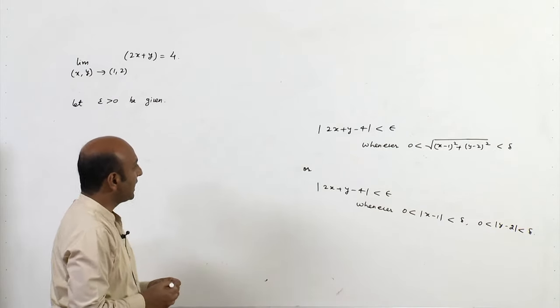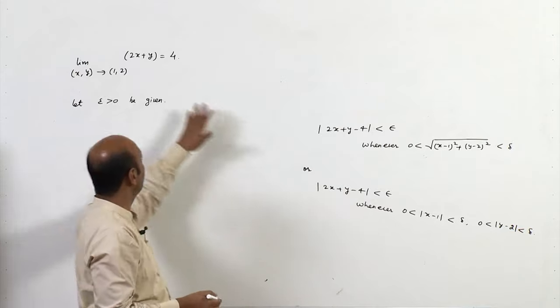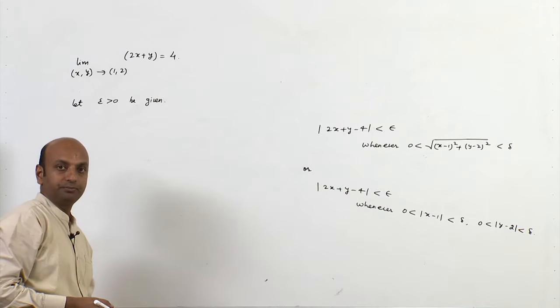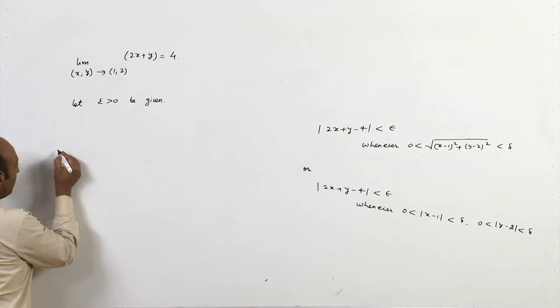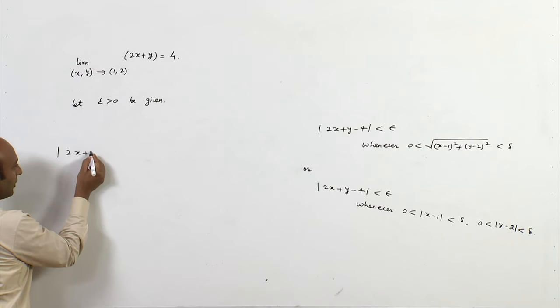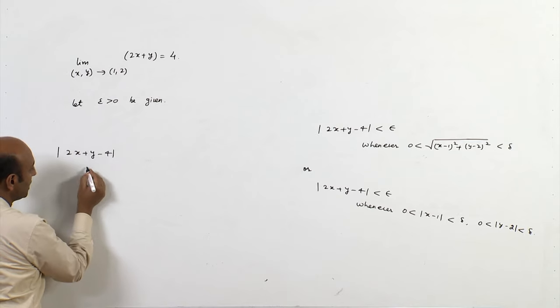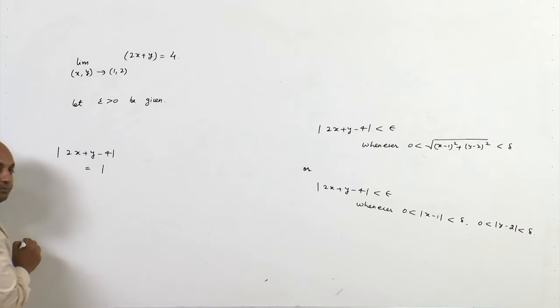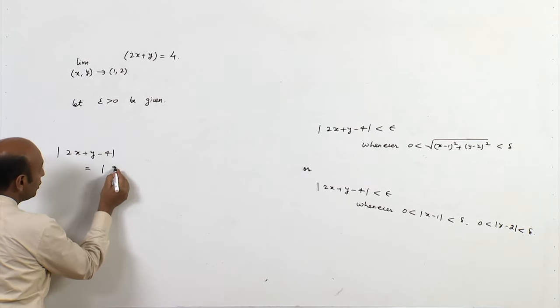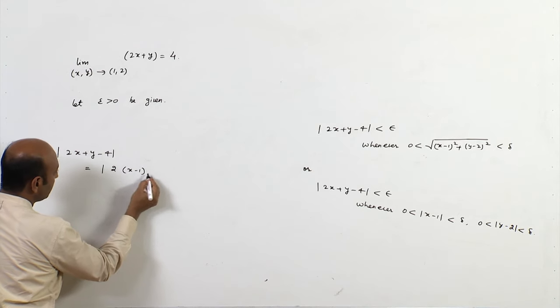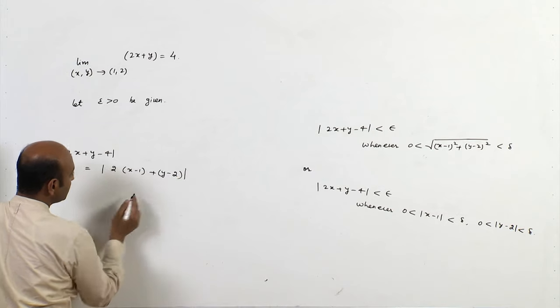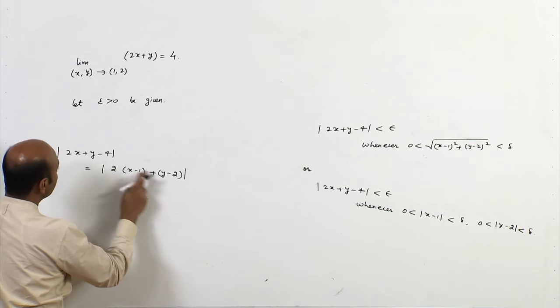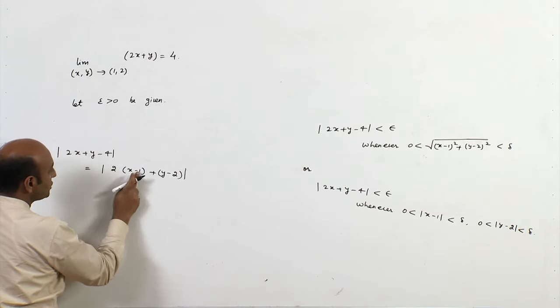So, we can use any definition, either this or this, to prove this result. Now you take mod of 2x plus y minus 4. This is equal to mod of 2 into (x minus 1) plus (y minus 2). You can easily see that it is 2x plus y, minus 2 minus 2, which is minus 4.